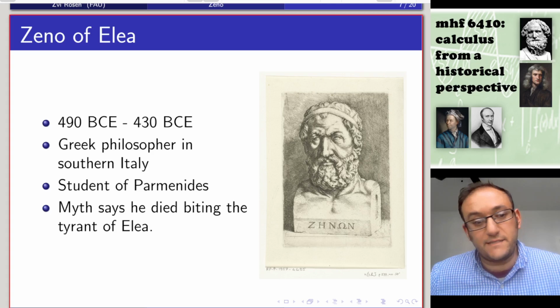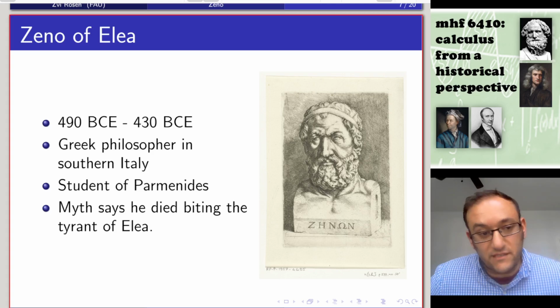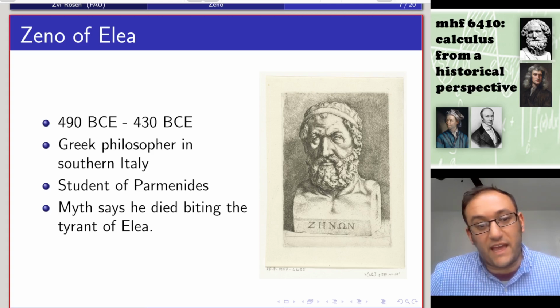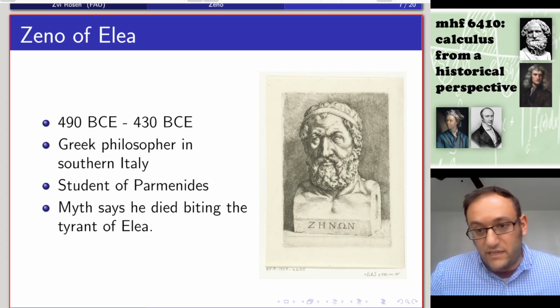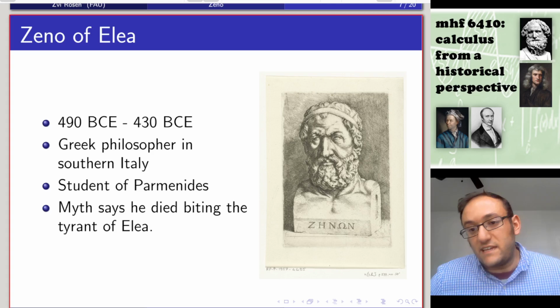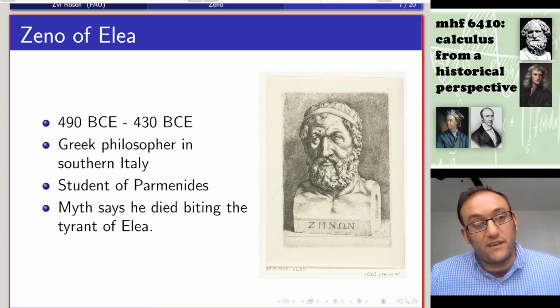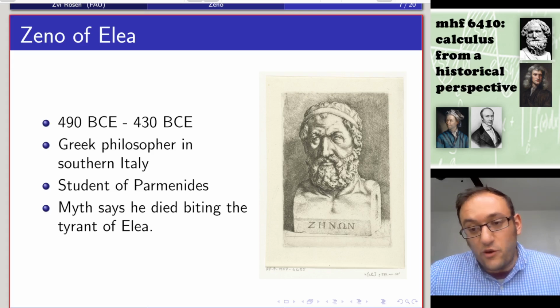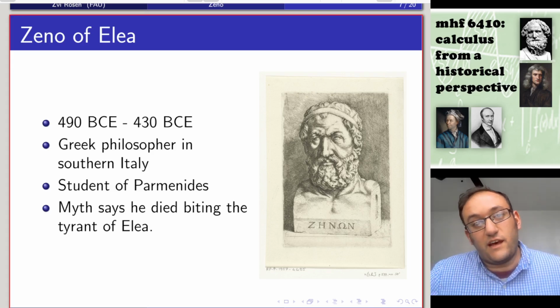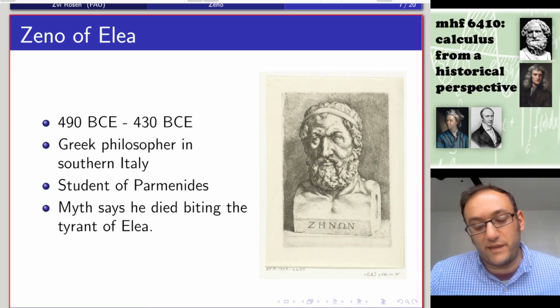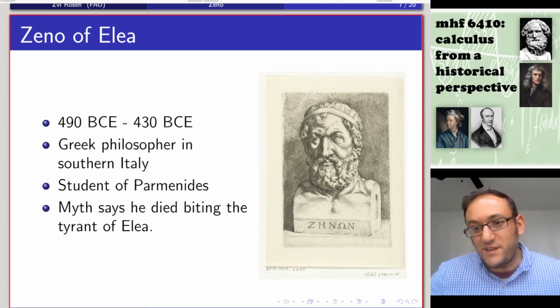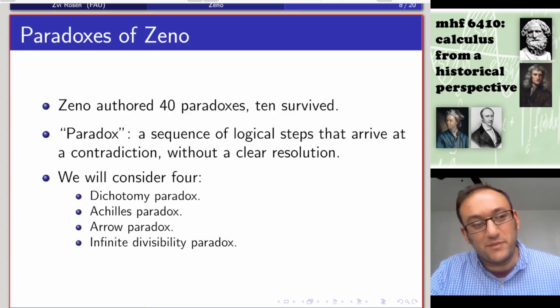That's where Elea is. He was a student of Parmenides, and there's a myth that there was a tyrant who ruled Elea, and he encountered Zeno, and Zeno said that he needed to whisper some secret to him. And when the tyrant drew close, Zeno bit down on him, and he only released his bite when he was stabbed to death. So that's a colorful tale about Zeno of Elea, but we know about him as an author of paradoxes.